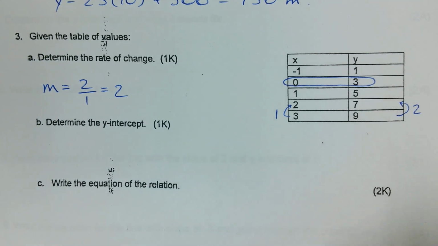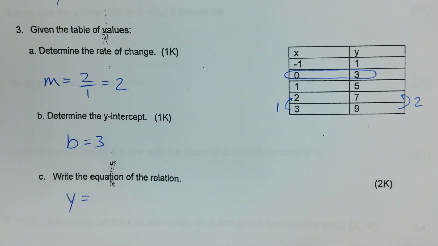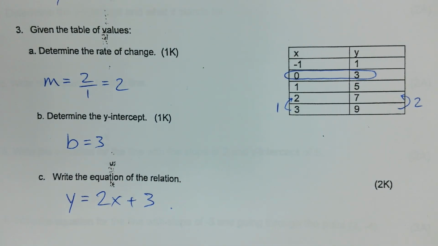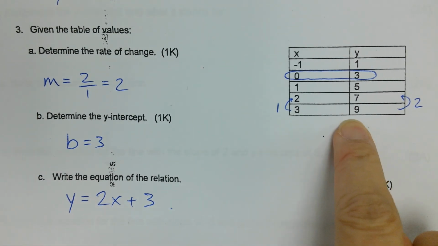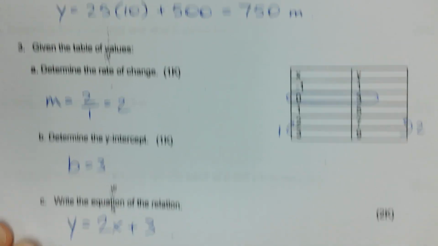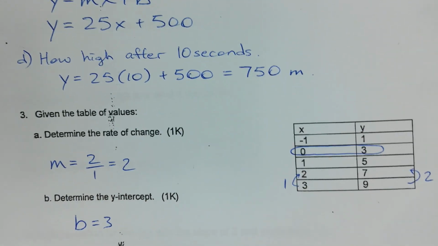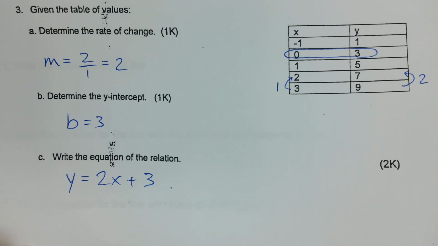When x is 0, what is y? It's 3. So the equation is y equals 2x plus 3. That's it. Hey, nice and easy. So this is given a table, come up with the equation. This one, given a word problem, come up with the equation. Okay, so sorry, let me give you guys a second if you need to copy that.